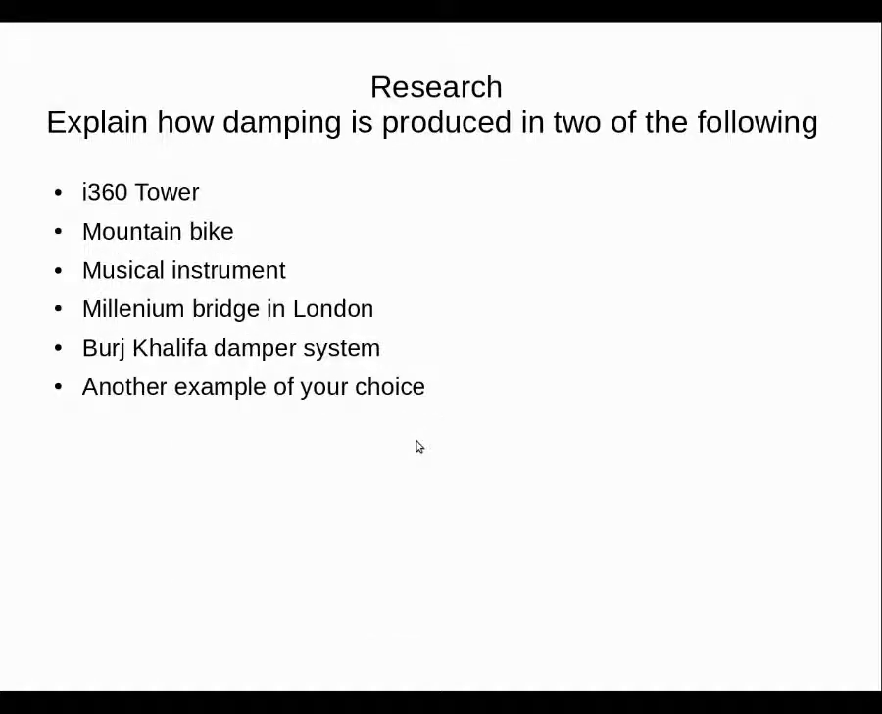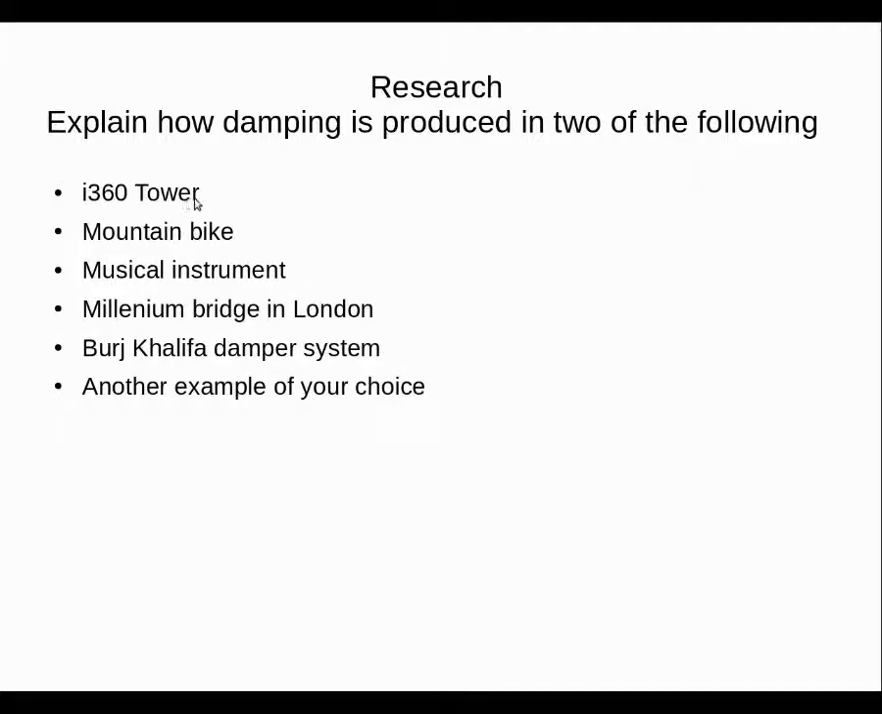Now, to finish off with, what I'd like you to do is some research. So there are many examples where damping is used to reduce the amplitude of an oscillating system. I've put a few here, but actually it's up to you. I'd like you to choose two.